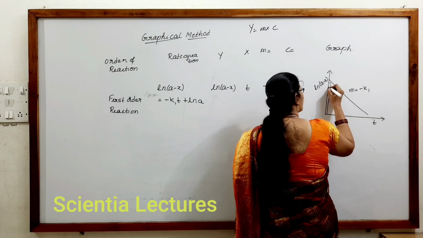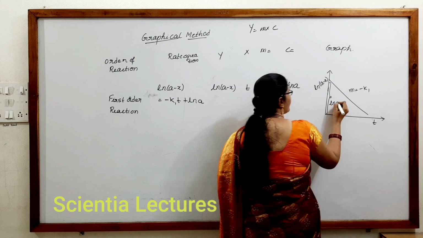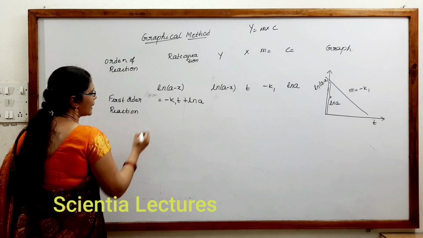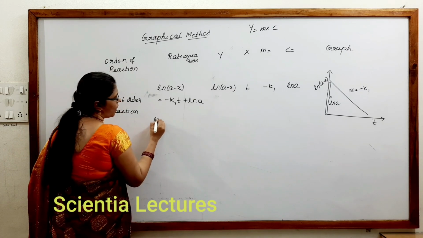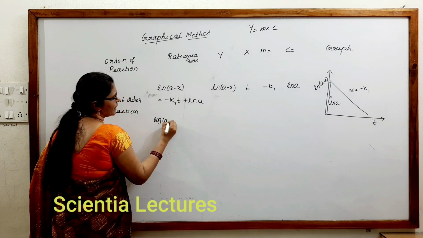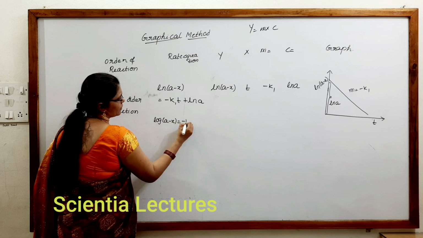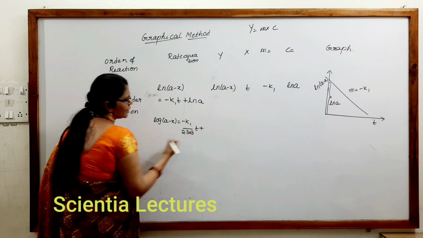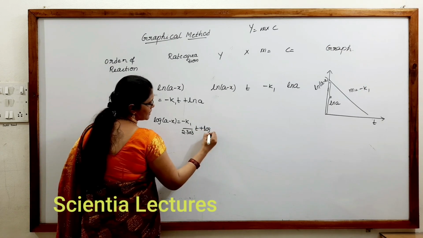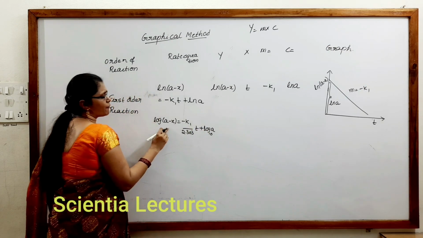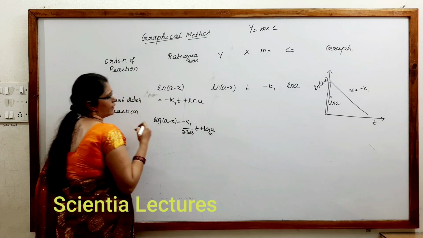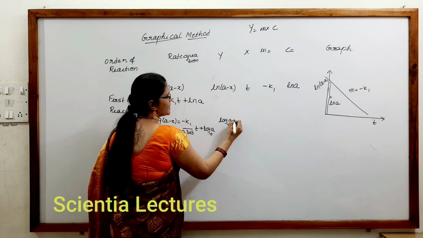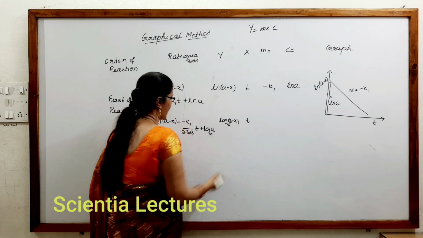What is the y-intercept we are getting here? ln a. Or this can be written, instead of log base e, as log base 10. Do you remember that log(a - x) must be equal to -k1t/2.303 + log base 10 a? This is what we got in deriving the first order rate equation. So what is taken on the y-axis in such a case? log base 10 (a - x), and t on the x-axis.